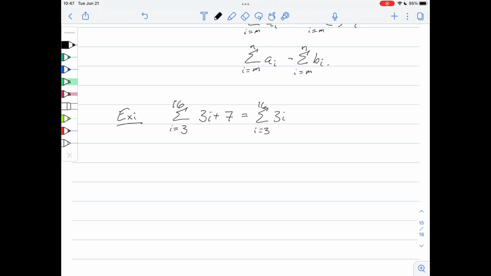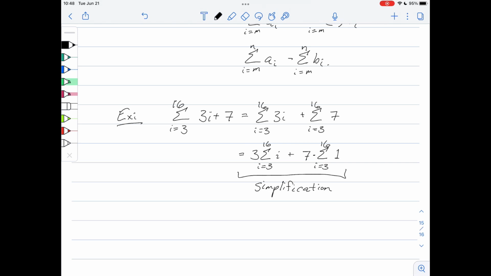So since it's addition, we can split it up and make it the sum of 3i plus the sum of 7. 3 and 7 are just constants, so we can pull them out. And we'll get 3 times the sum of i plus 7 times the sum of 1. And that is going to be our simplification. It's in simplest possible form without actually evaluating the sums.